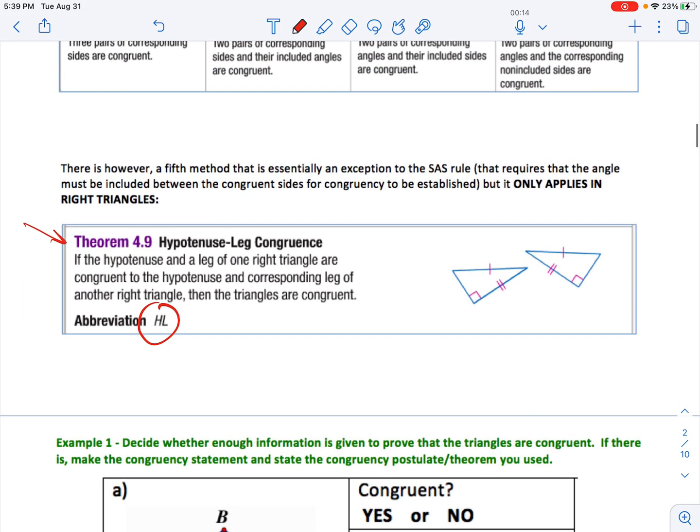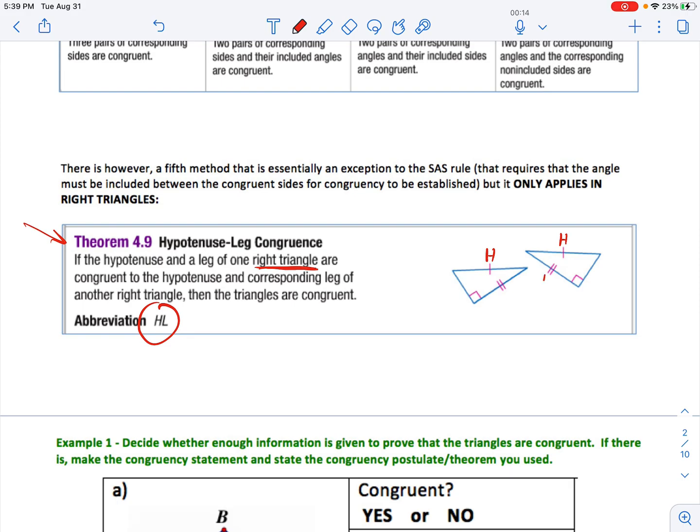It's kind of a big deal. Okay, so HL, why is it so different than all the others? Well, the difference is that now we're just talking about right triangles. So maybe that's why they treat it like a little auxiliary kind of reason. But if we're in a right triangle, this side that we say is opposite the right angle, we call that a hypotenuse. And the hypotenuse is one of the things that's congruent here.